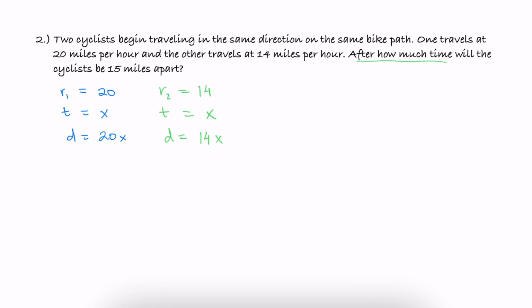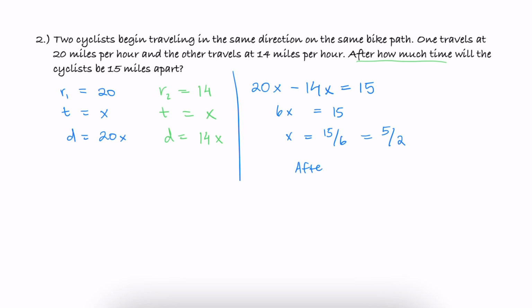And now all we're going to do is subtract. So we have 20x minus 14x is the distance between those two cyclists, right? So the distance cyclist 1 has traveled and the distance cyclist 2 has traveled. And that should be 15 miles apart. So we get 6x equals 15, and x equals 15 over 6, or if you divide both top and bottom by 3, that is 5 over 2. So after 2.5 hours.